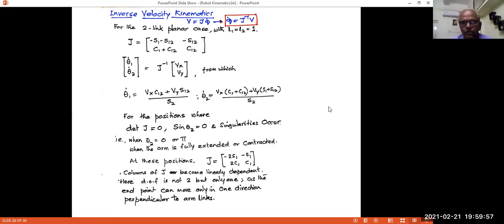Actually, that is the case of a fully retracted or fully extended arm. The degree of freedom is then reduced to 1 from 2 in those cases. So that is what the mathematics demonstrates also. What happens to your Jacobian when sine theta 2 is equal to 0 is this. You find the two columns of the Jacobian are like this. Actually, they are linearly dependent, and as such, the degree of freedom is reduced by 1 at these points.